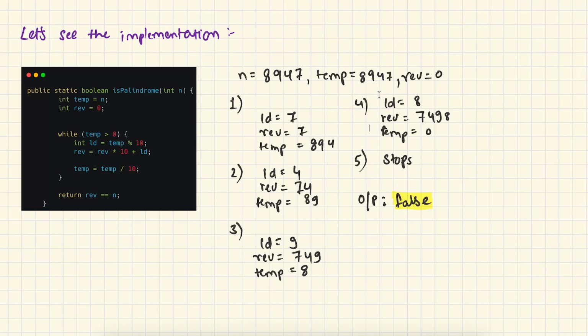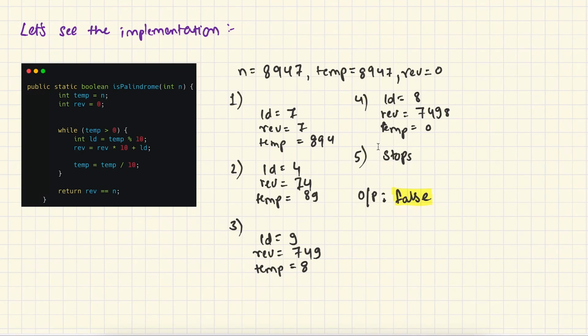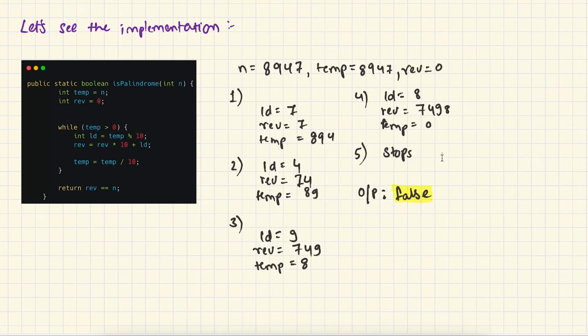Now we find the last digit, that is 8. Then we calculate the reverse again, that is 749 into 10 plus 8. It's going to be 7498. And this time when we divide the temporary variable by 10, our temporary variable value becomes 0. And in the fifth iteration, our loop stops. And what we are doing in the last line is simply checking if the value of reverse is equal to n or not. And you can see that the value of reverse is 7498, and that is simply not equal to 8947. So this function returns false.